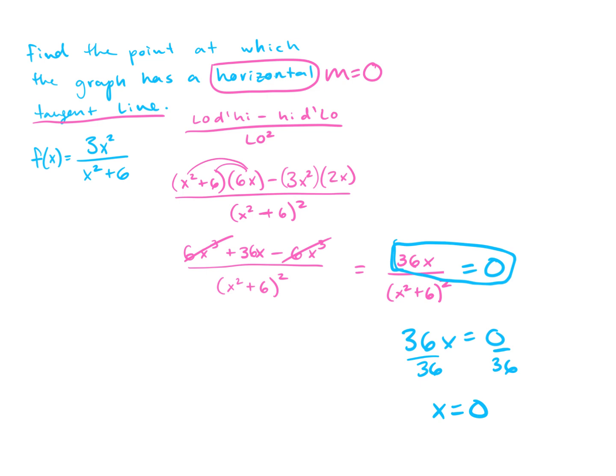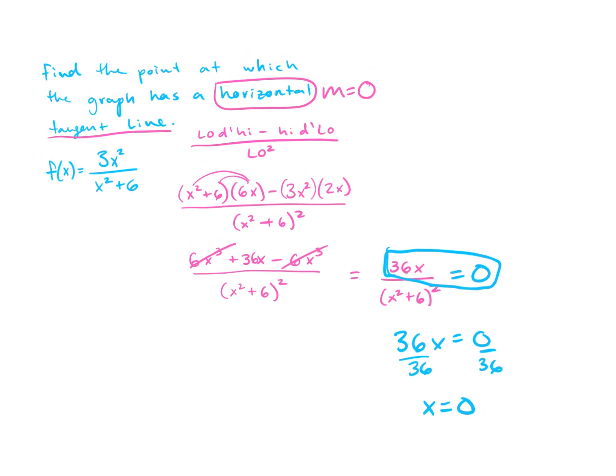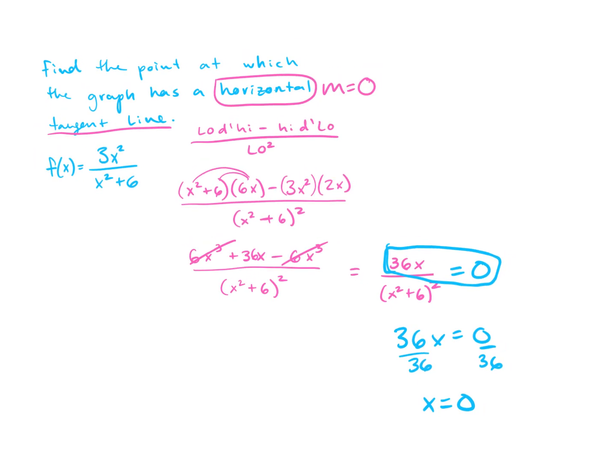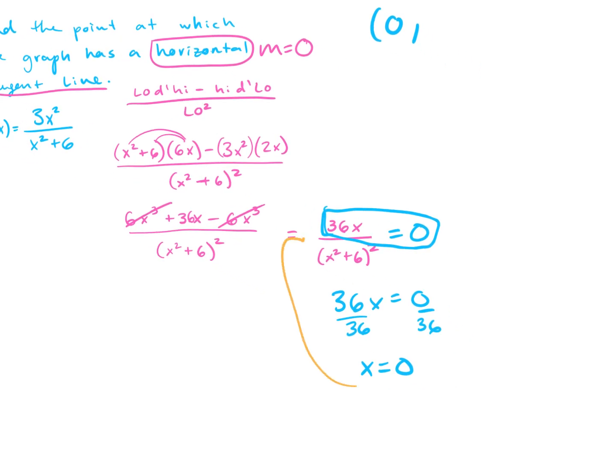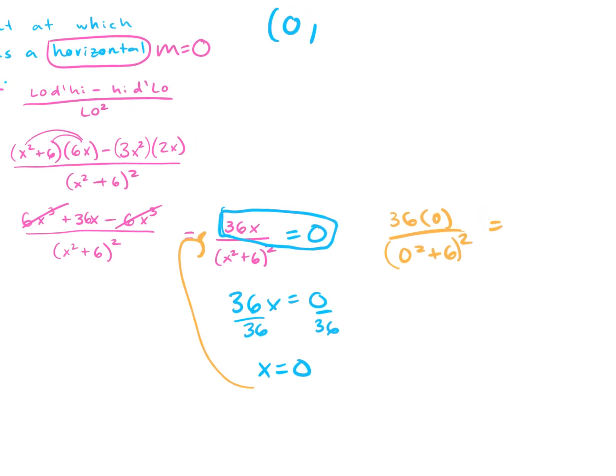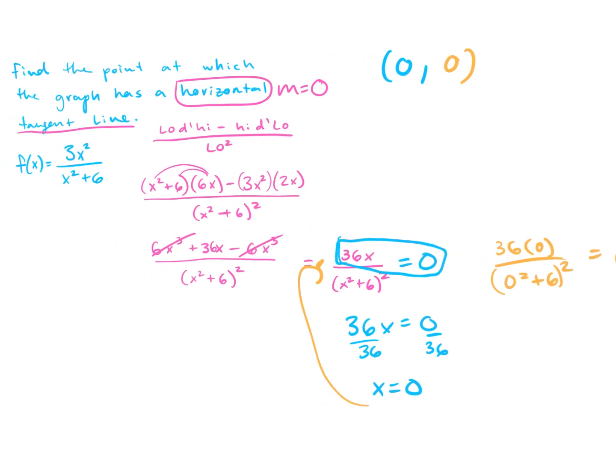X equals 0. So it asks for what point? Find the point at which the graph has a horizontal tangent line. Our x value is 0. How would we find the y? Plug it in. So I'm going to plug it into the x in my derivative here. So we have 36 times 0 over 0 squared plus 6 squared. What's the answer? 0. Awesome. So our point would be 0, 0.